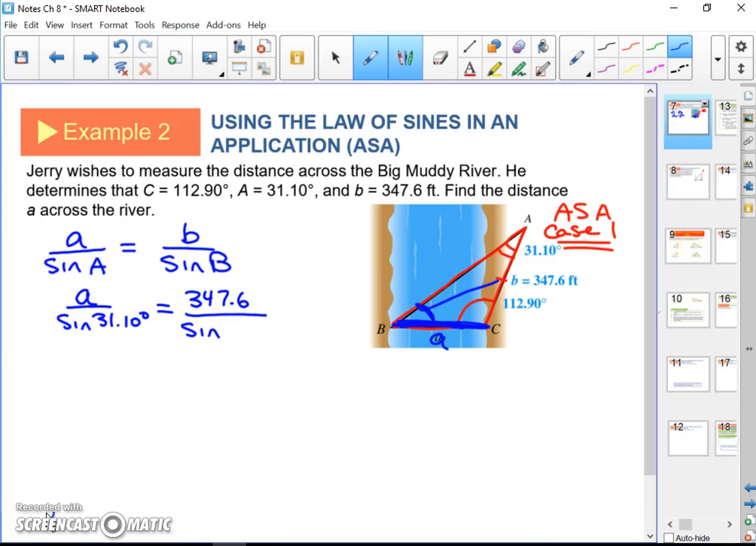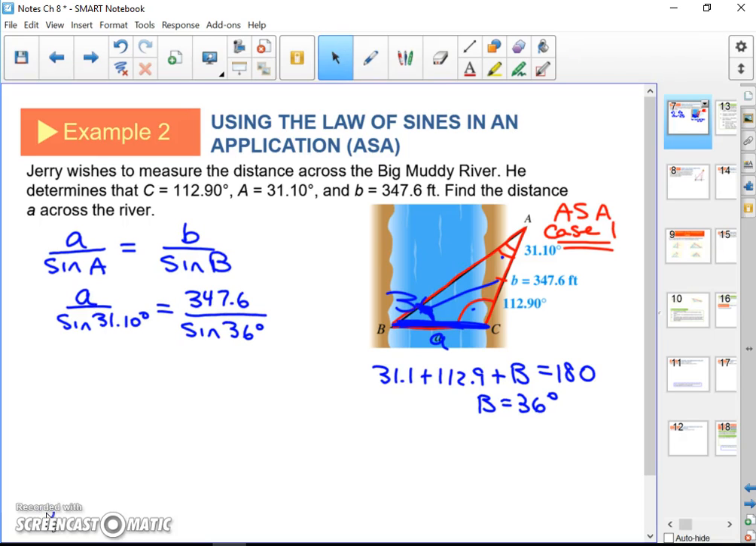But it's pretty easy to find angle B because we already know 2 of the angles, and we know the angles should add up to 180. So we've got 31.1 plus 112.9 plus whatever angle B is equals 180. So you should be able to add those and subtract from 180. B is going to equal 36. This angle right here is 36. And so there was an intermediate step that we had to figure out, but it's pretty easy to figure that out. Angle B is 36 degrees there.